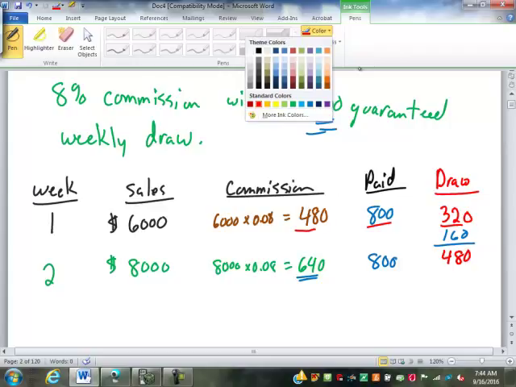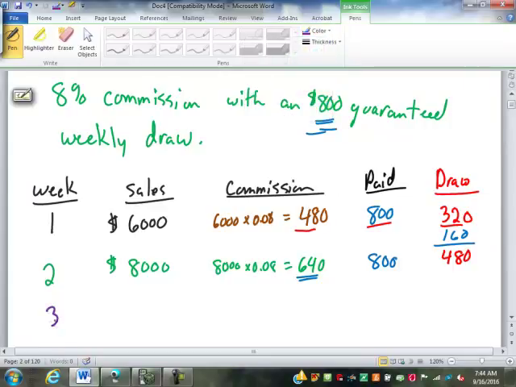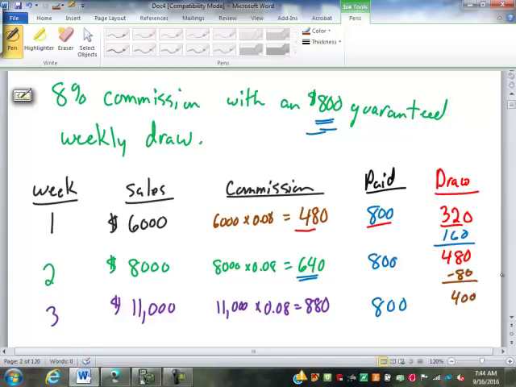In week 3, let's say you hit your stride. You sell $11,000. So 11,000 times 0.08 is $880. You just earned $880 in commission. Are you going to get paid $880? You're getting paid $800. Why? Because you owe $480 in a draw. You're guaranteed to get 800, so the extra 80 goes to pay back that. Your draw's down to $400 now.